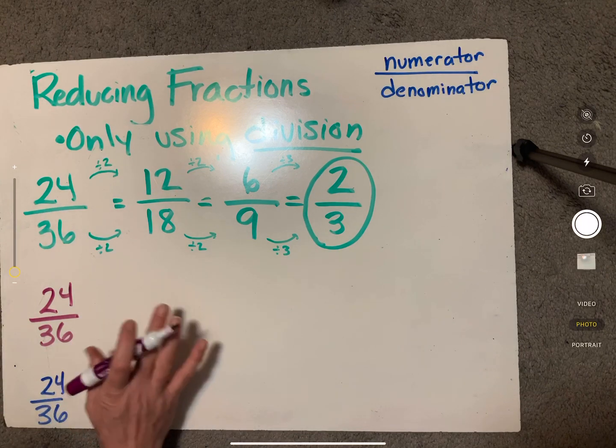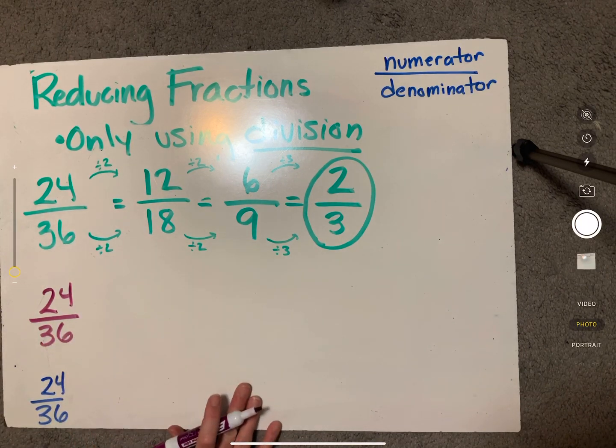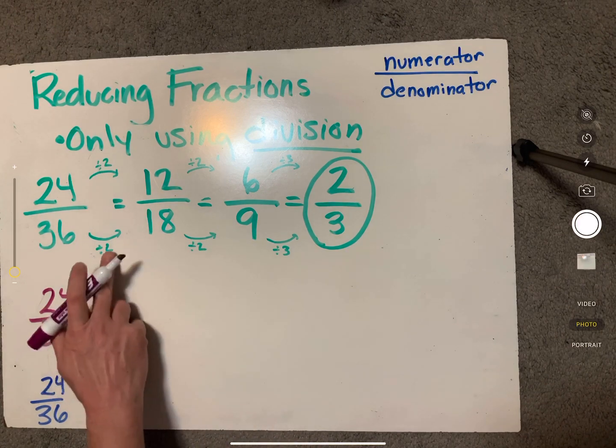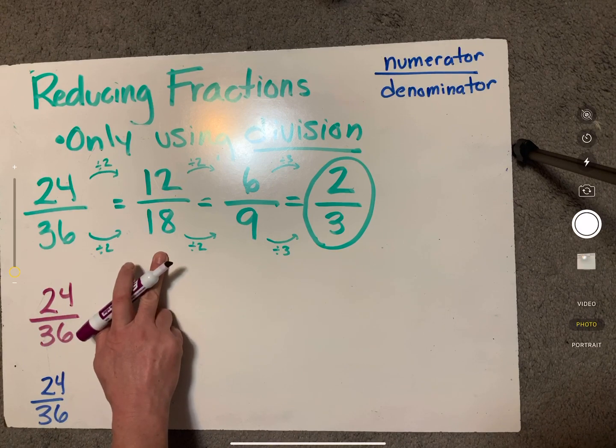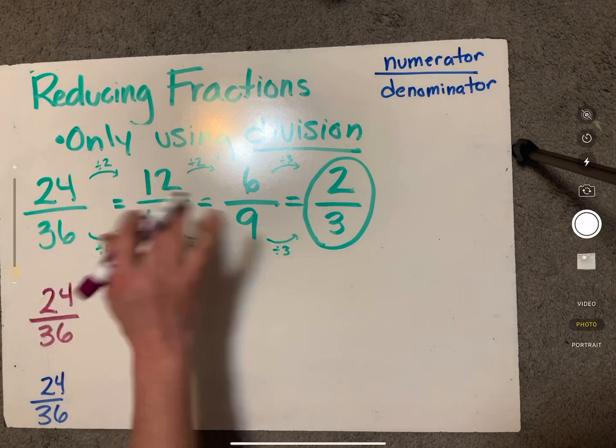Okay, now here's the other thing that I know sometimes people do, and I don't recommend this. I really would like to not see this. Let's say you get to this and then people think, well, I can divide by more, and they erase their work and try to divide again.